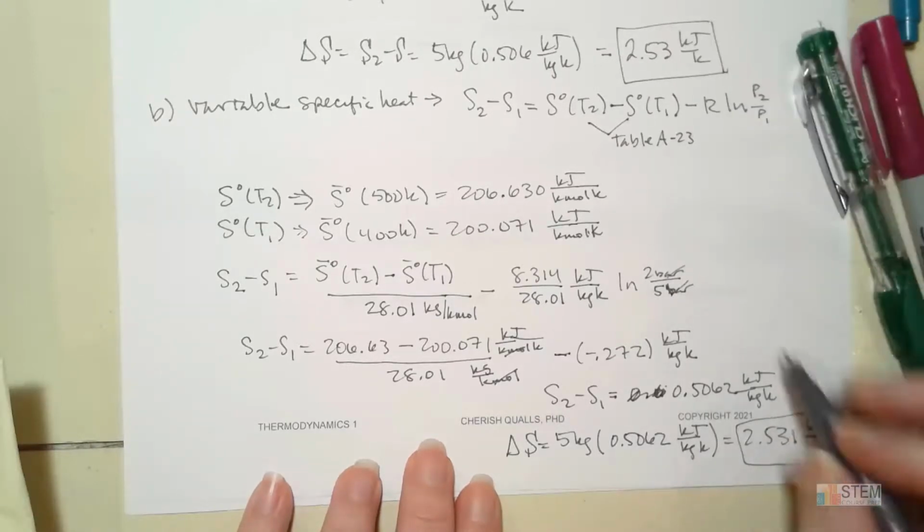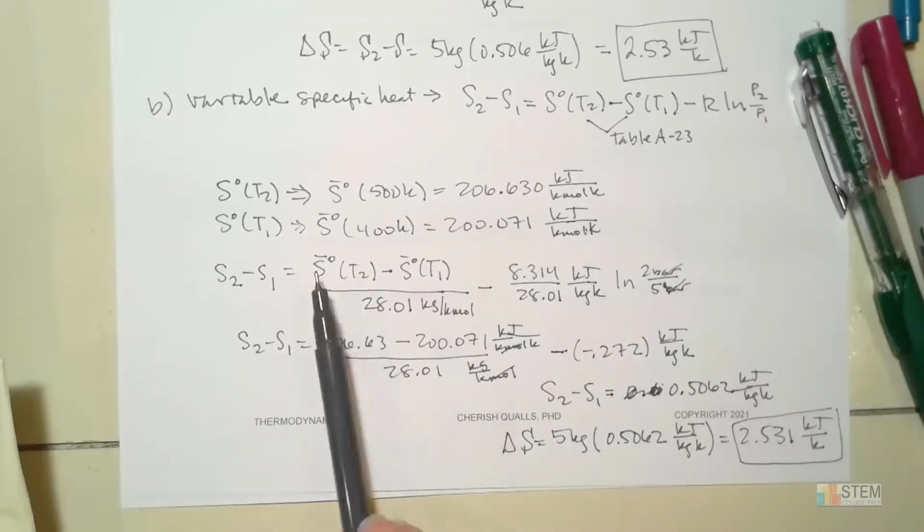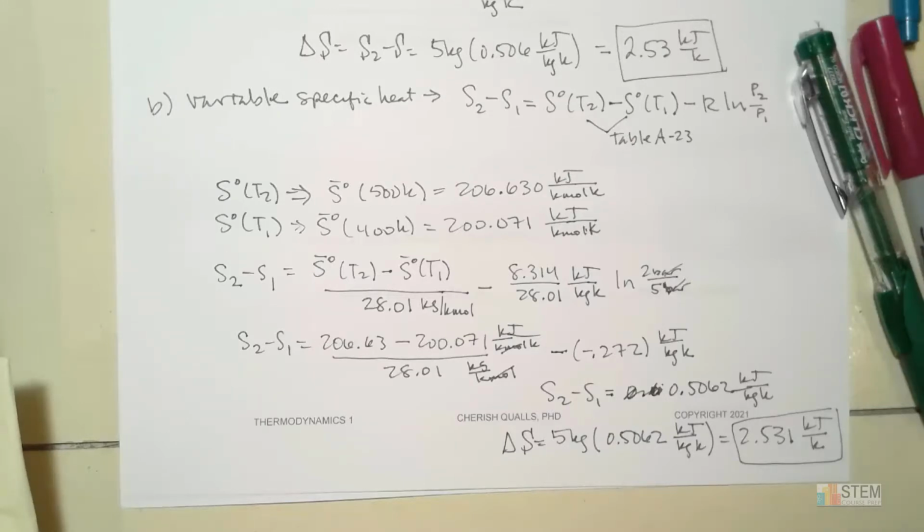All right, so just about what we had before. But that's how you know when to use this right here. When it tells you you have a variable specific heat, you can use that expression right there to get your results. All right, so hopefully that made sense.